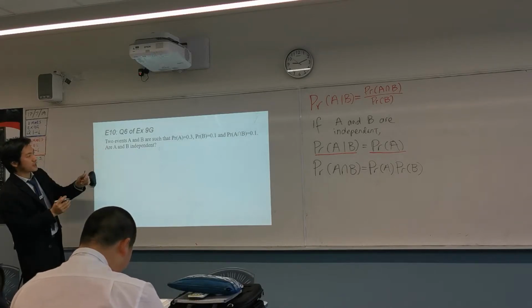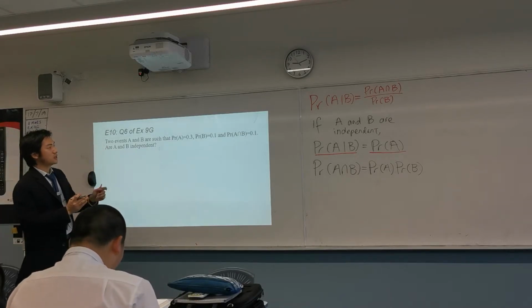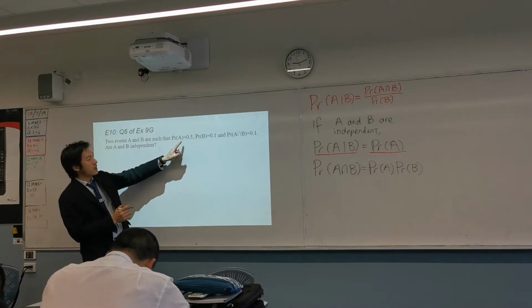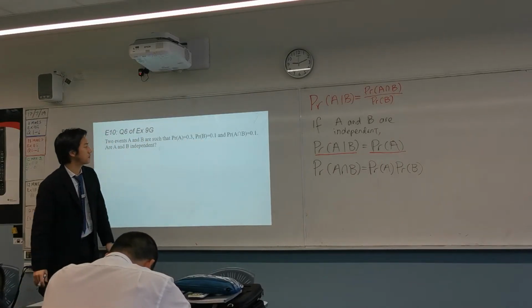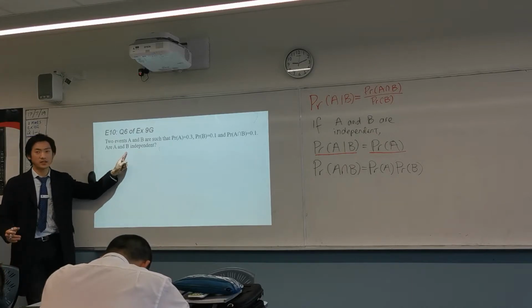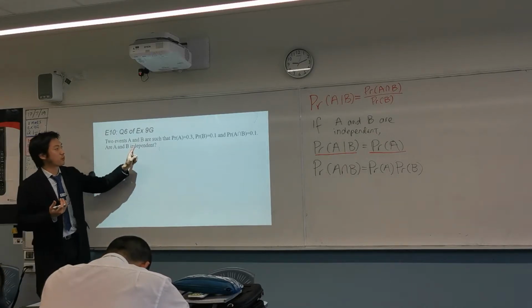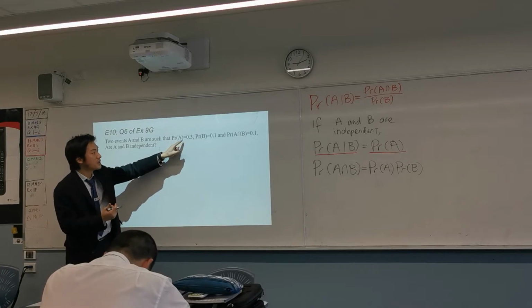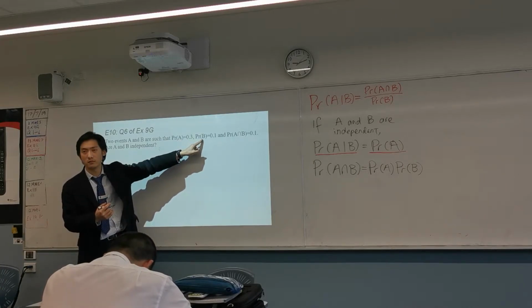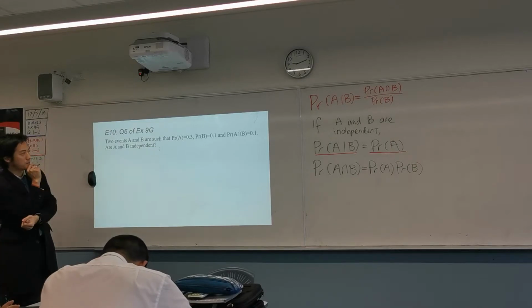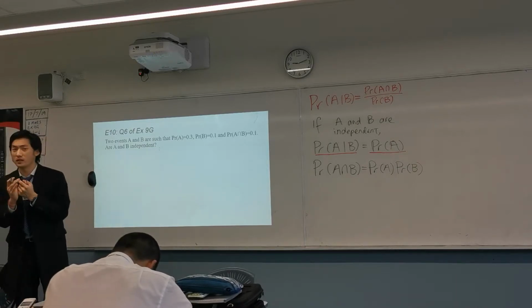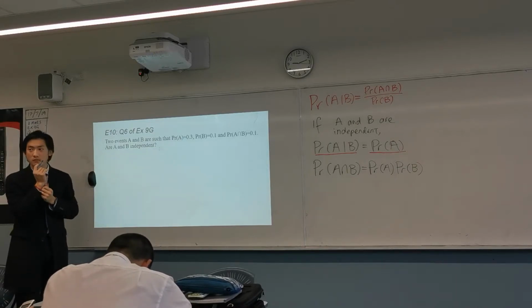First example: two events A and B are such that the probability of A is 0.3, the probability of B is 0.1, and the intersection is also 0.1. Are A and B independent? This question asks, does the probability of A change if B has happened first? Now, if they are independent, then it should follow a certain rule that I've had on the board. Any ideas of how we can answer this question?